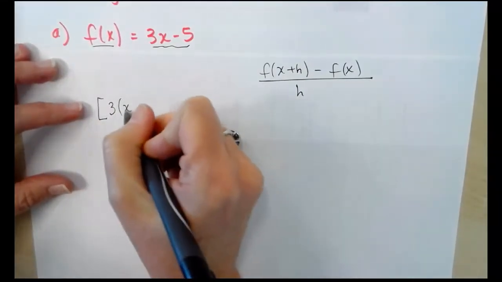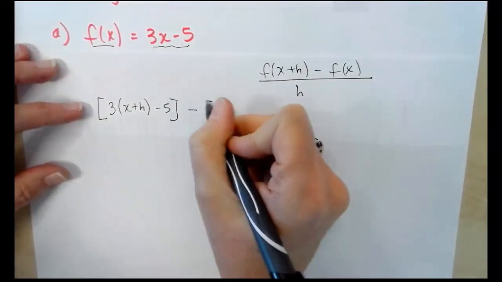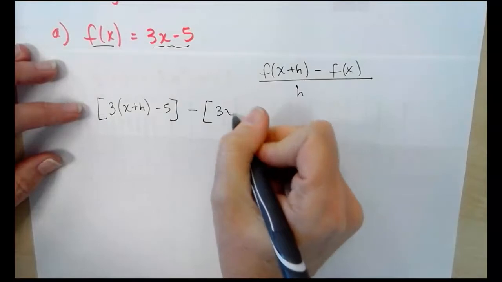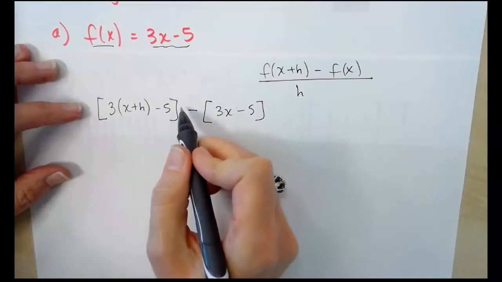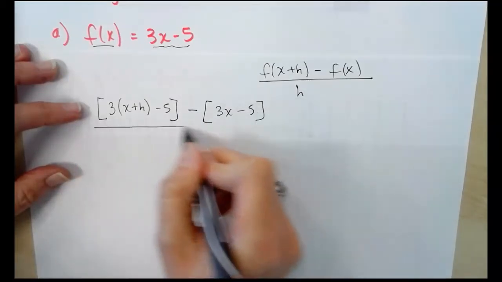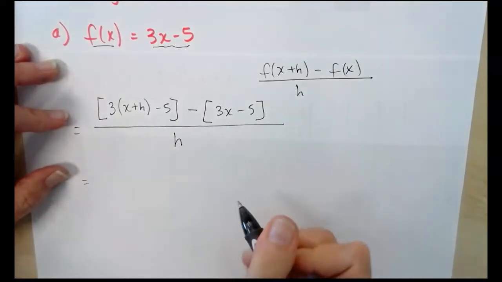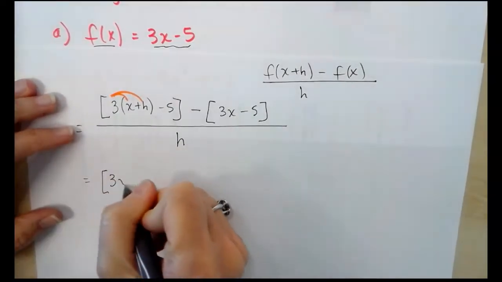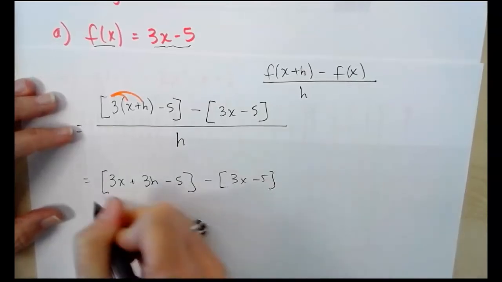So 3 times (x plus h) minus 5, that's f of x plus h, minus, again, note my use of brackets here, f of x. And be reminded, you can never overuse grouping symbols. You can definitely underuse them, but you can't overuse them. So here's f of x plus h minus f of x all over h. From here, we need to use the distributive property, following order of operations, and we are going to simplify this. So going to distribute here first, which is going to give us 3x plus 3h minus 5 minus the (3x minus 5) all over h.